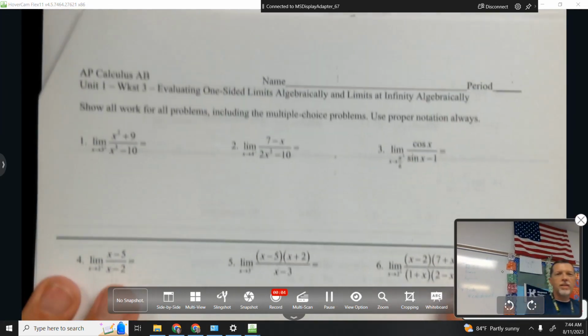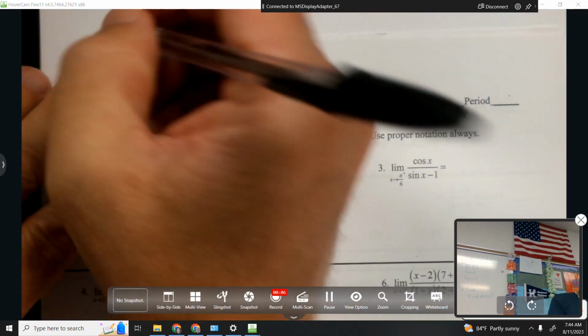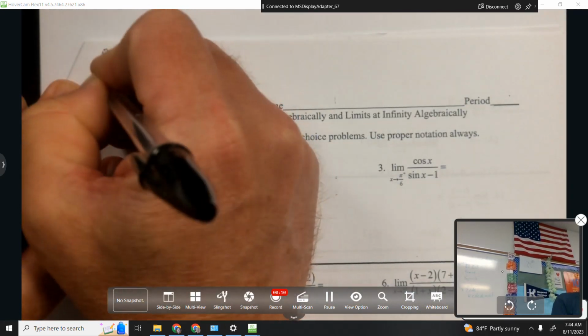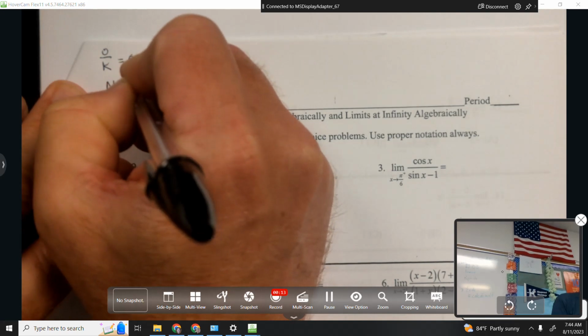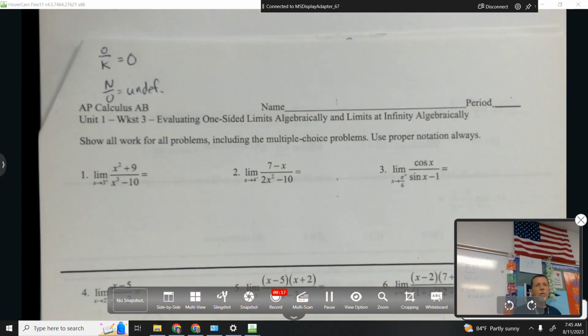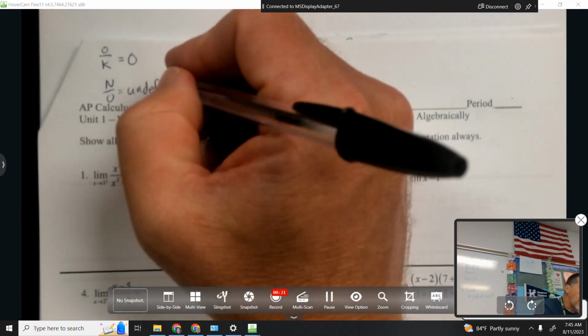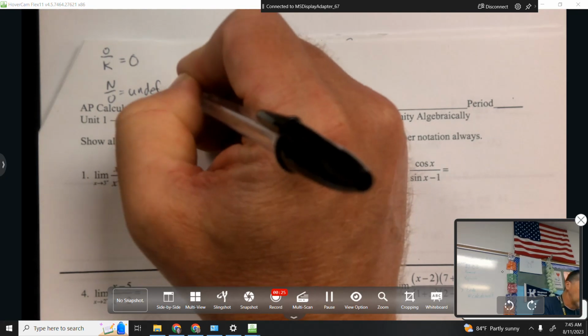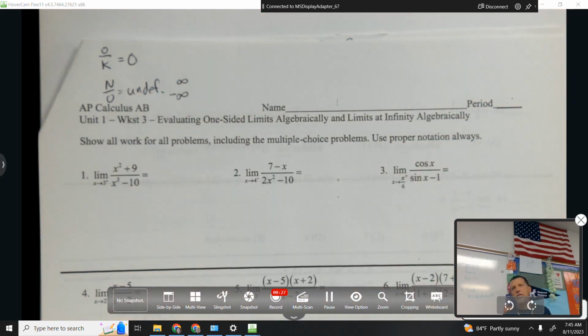All right, so again, notes in the margin. We should definitely know that already. Okay, and 0 in the top is 0. 0 in the bottom is undefined, but more specifically, it's infinity or negative infinity, because you're dividing by a really, really small number.